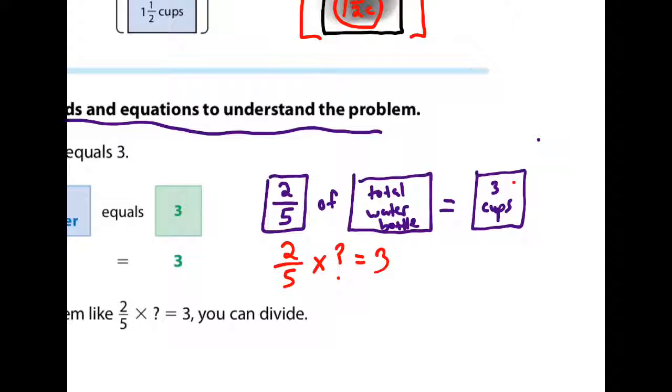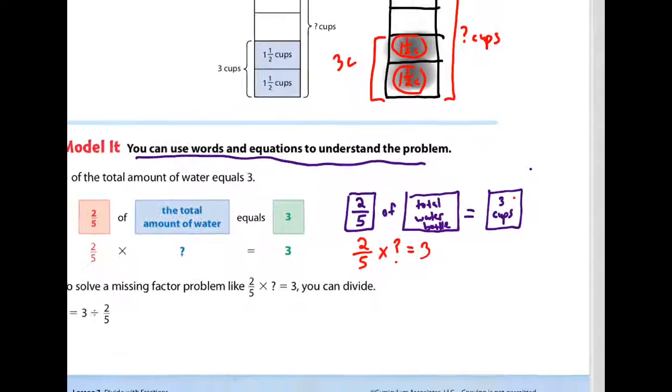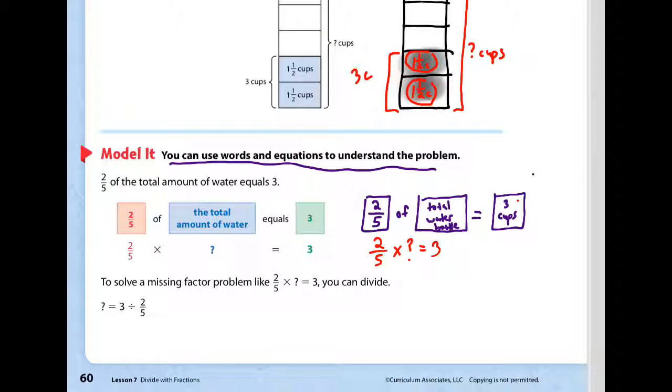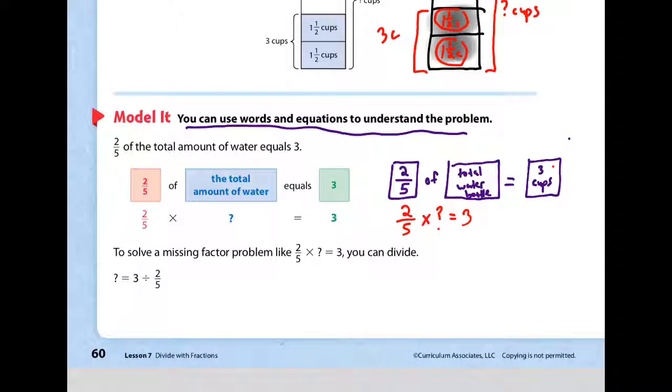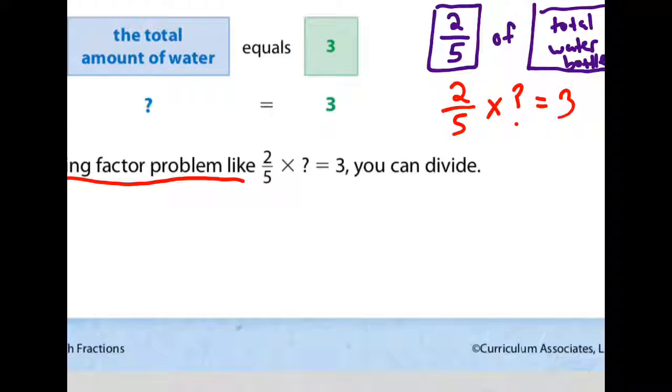But now, how can we use that multiplication problem with a missing factor to solve the problem? Here's what they're saying, and I think this is kind of cool. To solve a missing factor problem like 2/5 times question mark equals 3, you can divide to get your answer. All you have to do is take the 3, divide it by the 2/5, and you will get your answer.